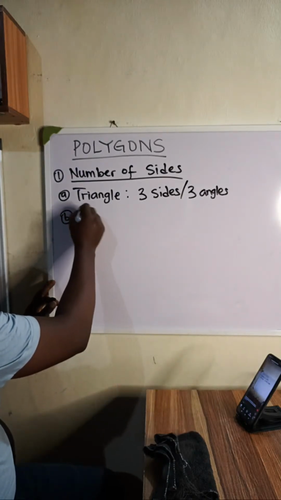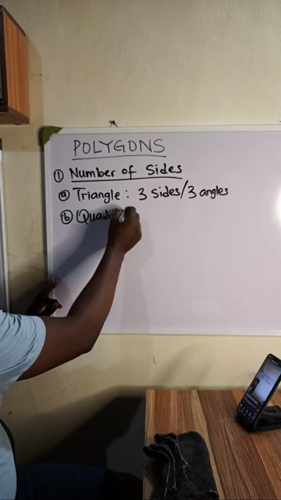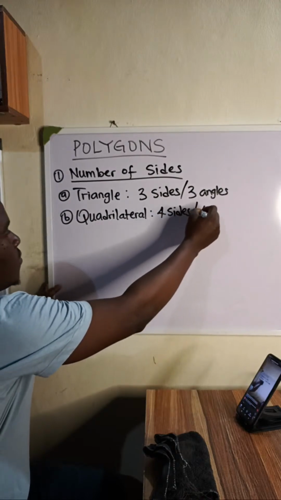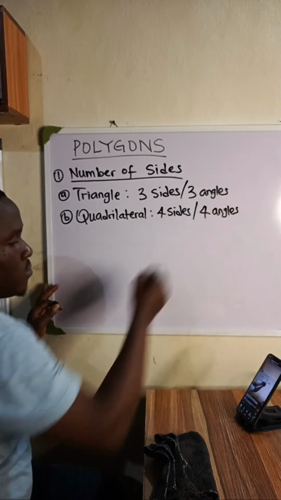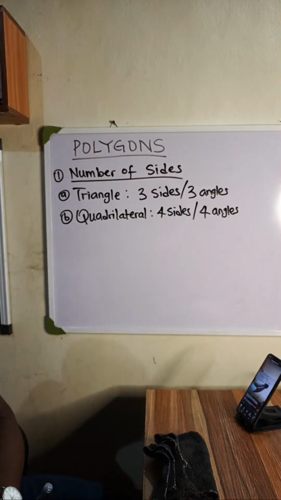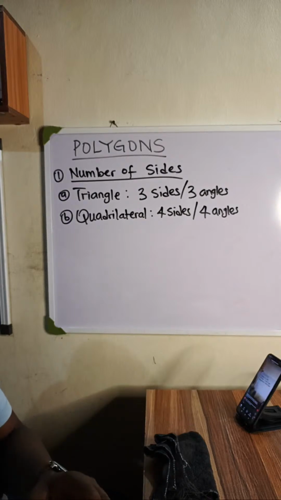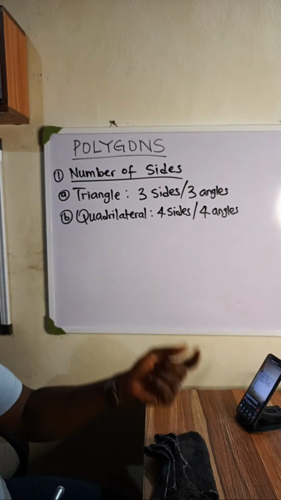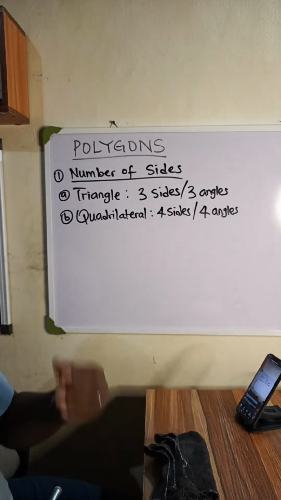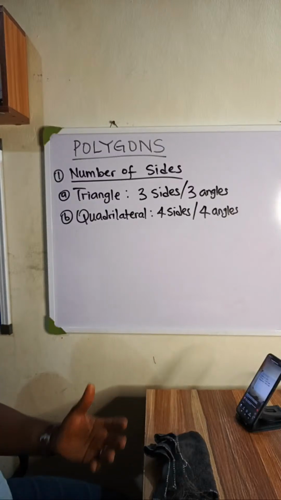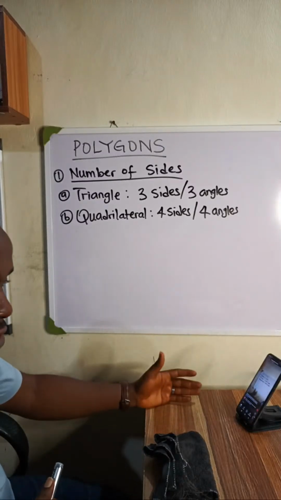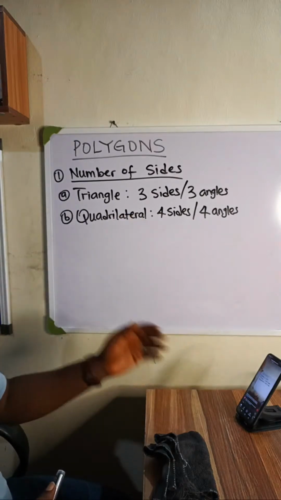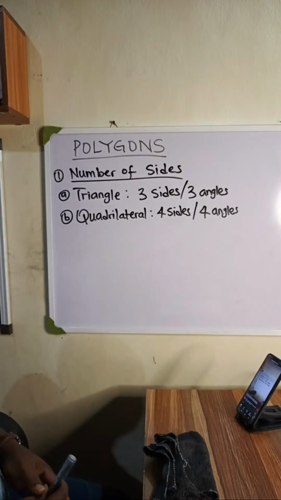B, quadrilateral. 4 sides, 4 angles. So a polygon with 4 sides and 4 angles is called a quadrilateral. Examples of quadrilaterals are rectangle, square, kite, trapezium, rhombus, and so on. Parallelogram, all these 2D shapes have 4 sides and 4 angles. Therefore, they are all called quadrilaterals.